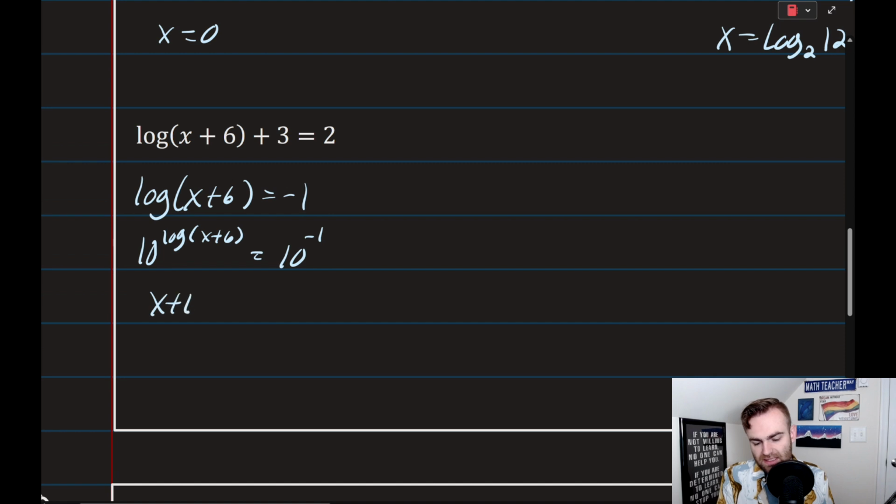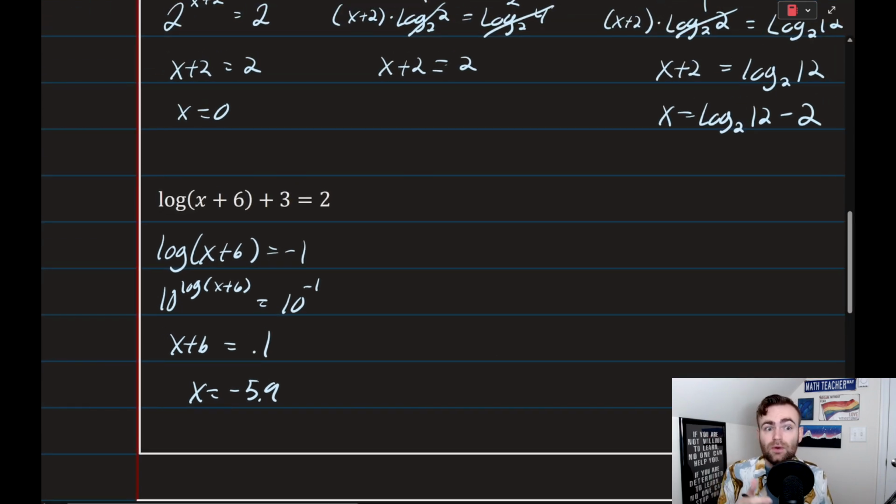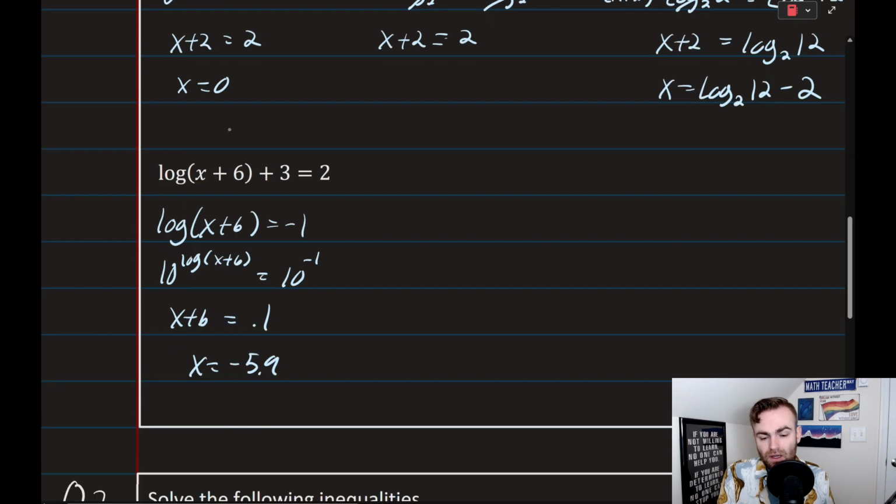So we have x plus 6 is equal to 0.1. It could be 1 over 10. That's perfectly fine. I think it's a little bit easier to see what the answer is going to be with 0.1. x is equal to negative 5.9. That's not bad. You can use your calculator to solve this. If you have these types of questions on a calculator part of an exam, you can make the left side y1, the right side y2, and see where they intersect. And that is arguably the easiest thing to do.